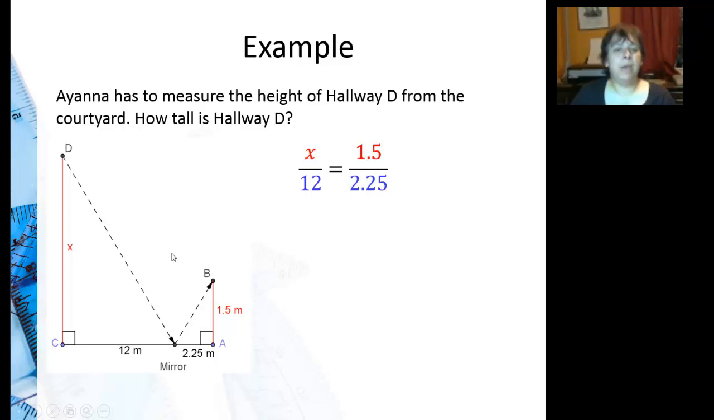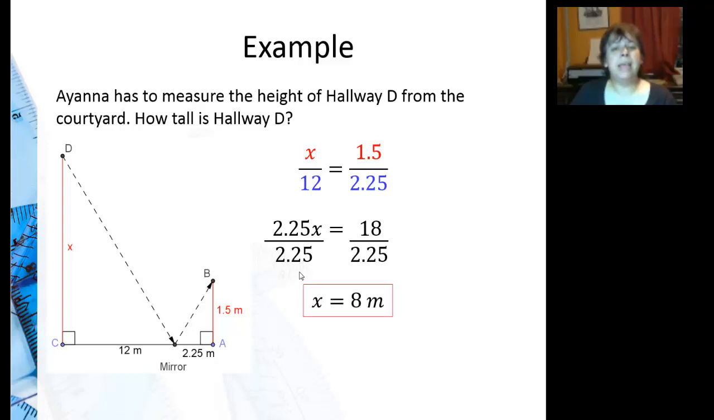And in fact, that's how I set up my ratios. Height to shadow equals height to shadow. Now I'm going to go ahead and cross multiply, which is basically the shortcut for getting a common denominator, and then setting numerators equal. And I get 2.25x equals 18. I want to solve for x, so I divide by the coefficient, 2.25, and I get x is 8 meters. So that means that the building is 8 meters tall.